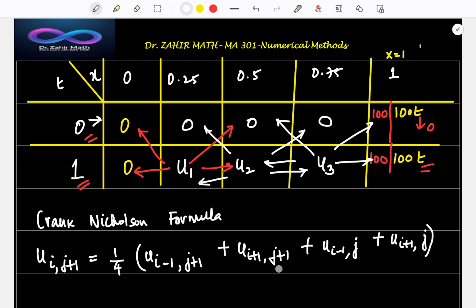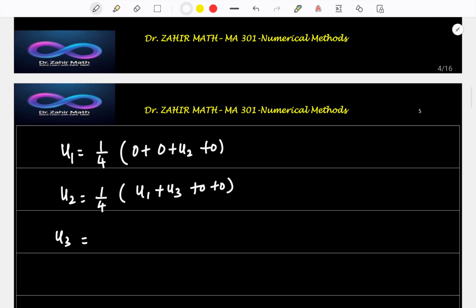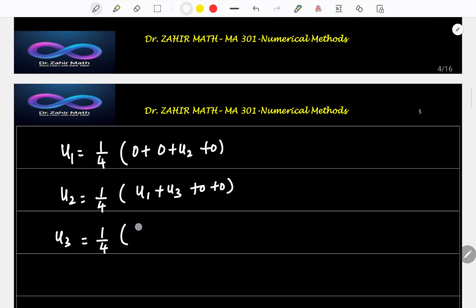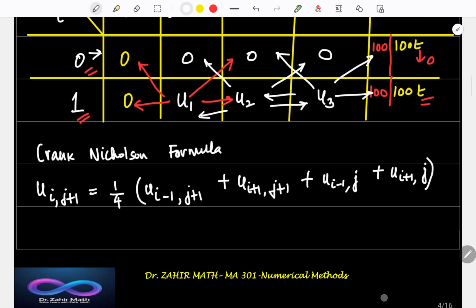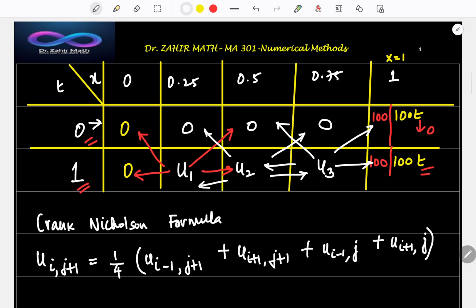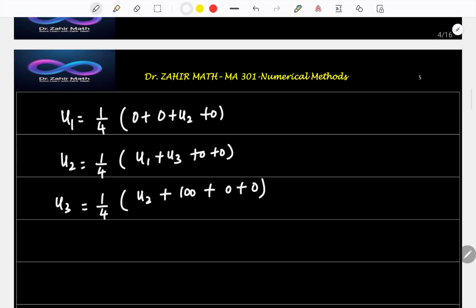Again, u3 equals 1 by 4 times u2 plus 100 plus 0 plus 0, since when t is equal to 0, this term becomes 0. So u2 plus 100 plus 0 plus 0.